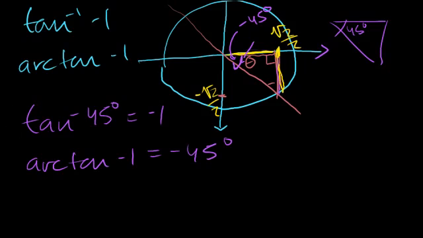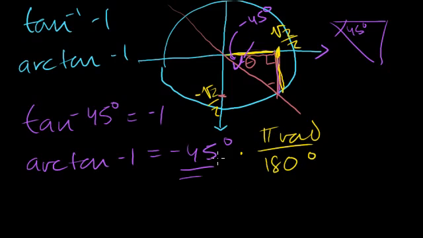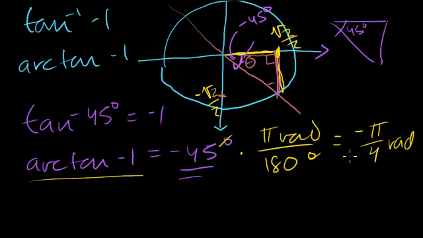Now, if we're dealing with radians, we just have to convert this to radians. So we multiply that times pi radians for every 180 degrees. The degrees cancel out. You have 45 over 180. This goes 4 times. So you have the minus sign, minus pi over 4 radians. So the arctangent of minus 1 is equal to minus pi over 4, or the inverse tangent of minus 1 is also equal to minus pi over 4.